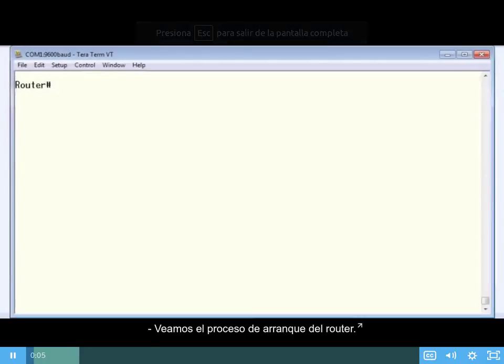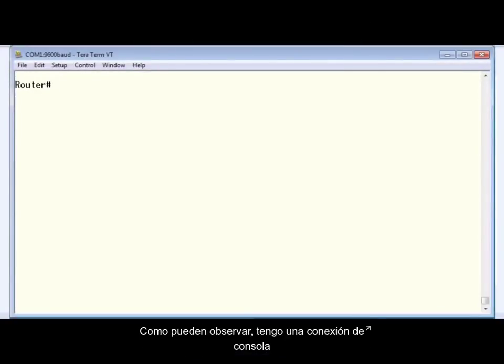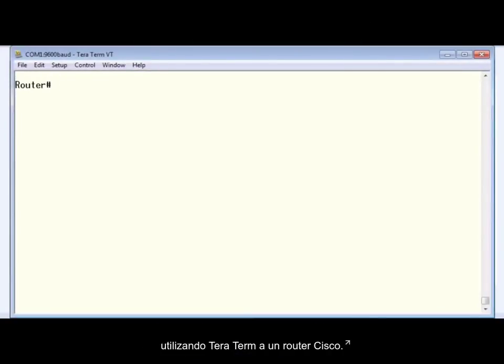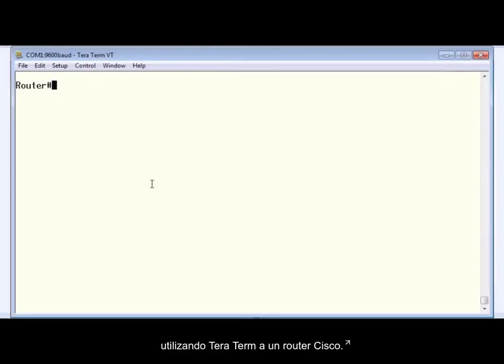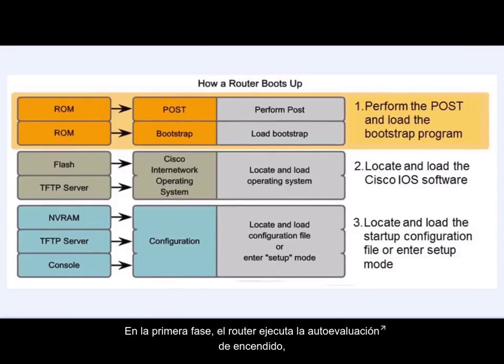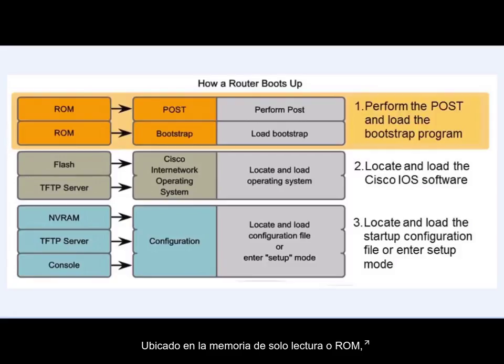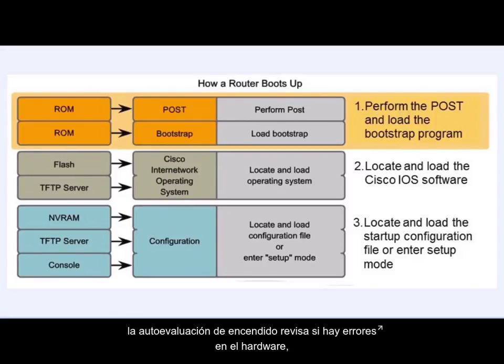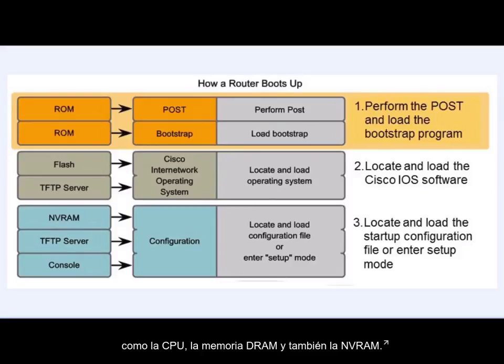Let's walk through the router boot up process. As you can see, I have a console connection using TeraTerm to a Cisco router. There are three major phases. In the first phase, the router runs the power on self-test or POST program. Located in read-only memory or ROM, the power on self-test checks for errors in the hardware like the CPU, the DRAM, and also the NVRAM.